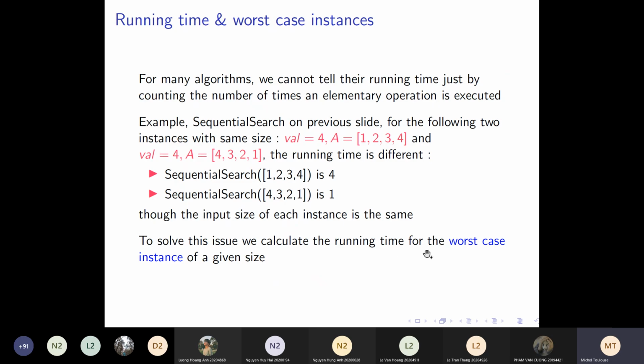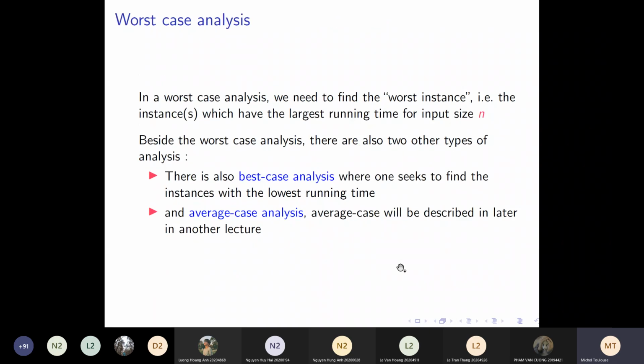So when we don't know how many times the basic operation is going to be executed, just based on the size of the input array, we need to discover what is the input that will produce the largest possible execution of our basic operation. So we say that the analysis of the running time, in this case, is the worst case analysis. So we talk about worst case analysis. And essentially, it means that we have found the worst instance of a given size, and then we measure the running time for this one.